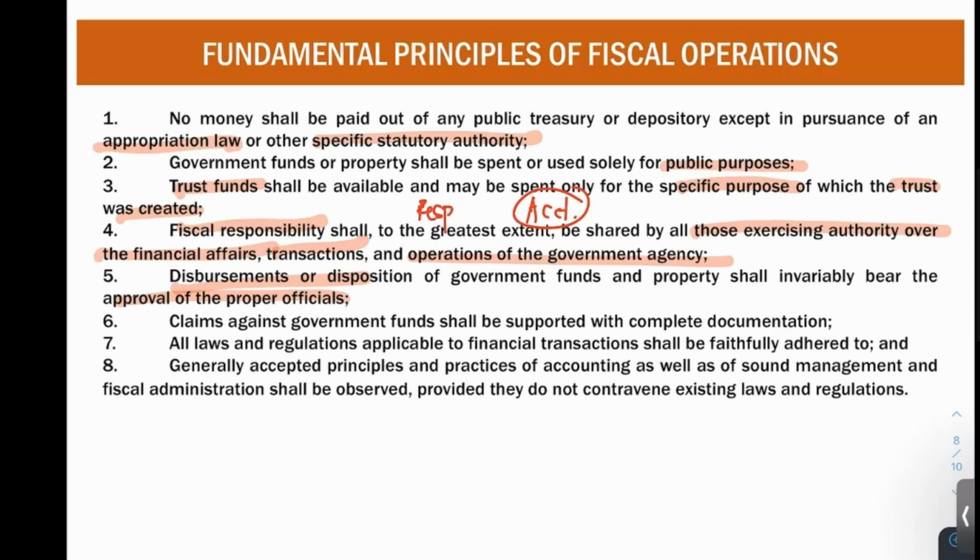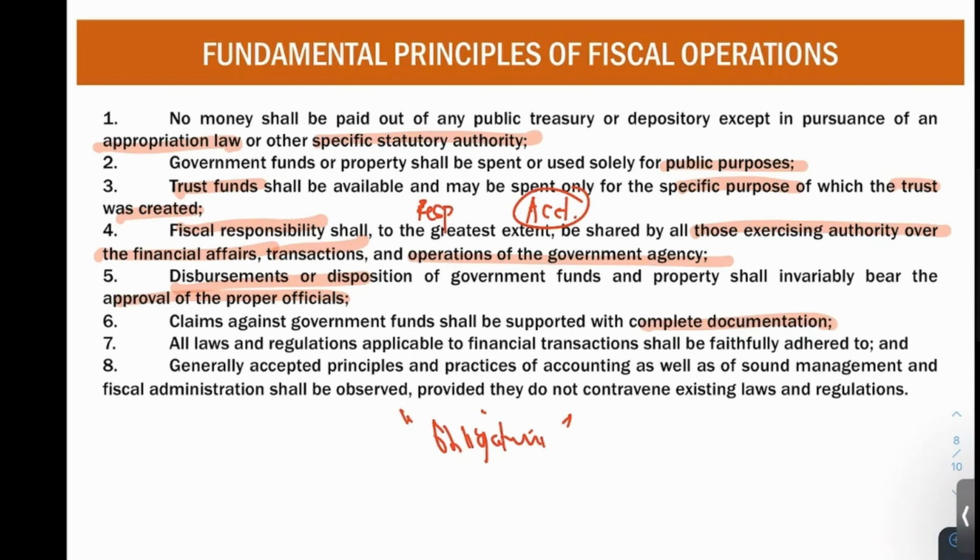Number six, claims against government funds shall be supported with complete documentation. So you already know that we have these obligations as part of our process. Normally, when you enter into a government contract, they normally don't buy through cash.